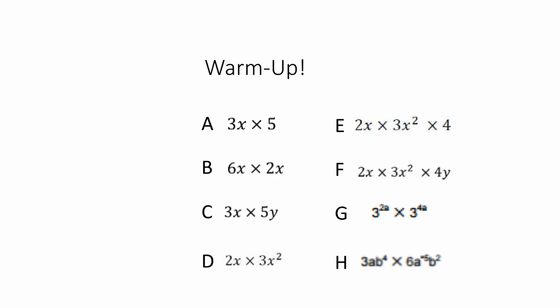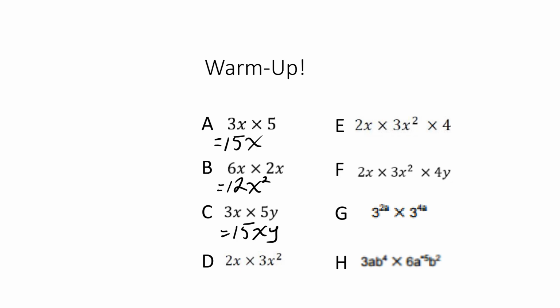3x times 5, we're going to take that 5 and multiply it by the coefficient out front of the x, which will give us 15x. 6x times 2x, we multiply the coefficients together, first of all, 6 times 2, giving us 12, and x times x gives us x squared. 3x times 5y, multiply the coefficients together, 3 times 5 gives us 15, and the x times the y gives us xy.